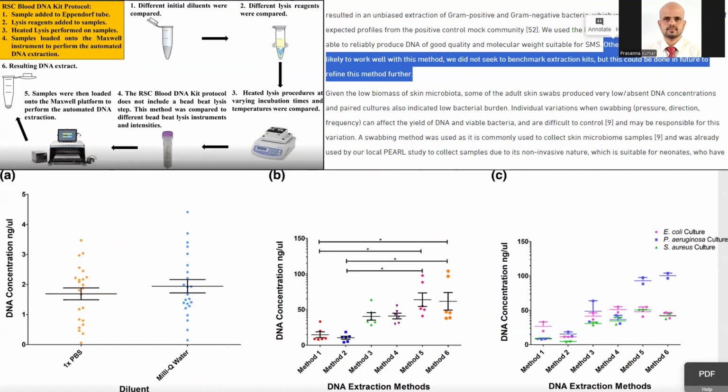Like I said, if you look into the last two or three paragraphs of the discussion, they will talk about how they did not seek to benchmark the extraction, but it will be done in future to refine the method. So if you can prepare a DNA isolation kit as a commercial product and develop on their methodology, they have used six methods to check which methodology is yielding more DNA per sample.